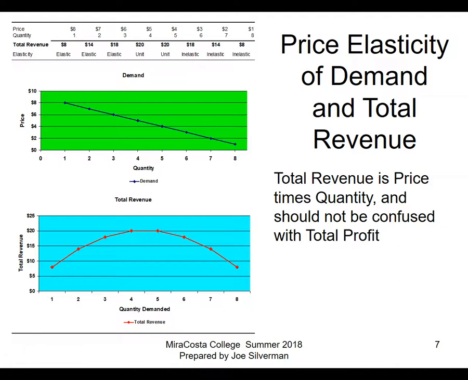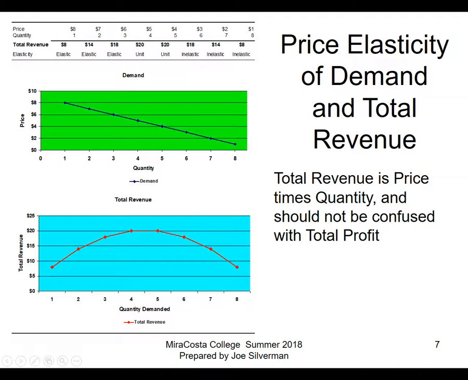Wonder if that'll happen one more time. So we're going to do that. We're going to raise the price from 3 to 4. We're going to see the quantity go down from 6 to 5, but we're going to see our total revenue rise from 18 to 20. That's good. Our total revenue keeps on rising. Maybe we should try this one more time.